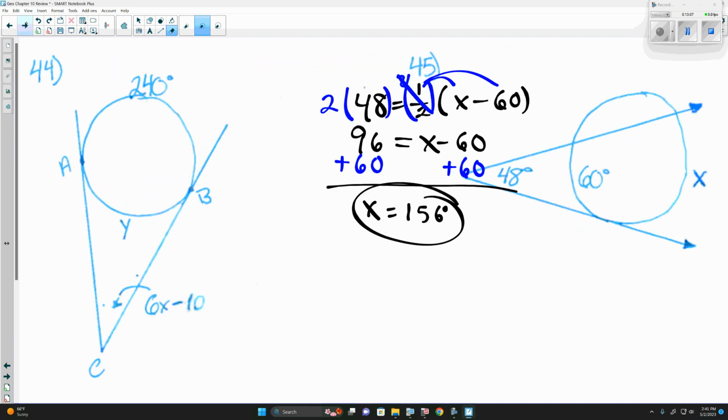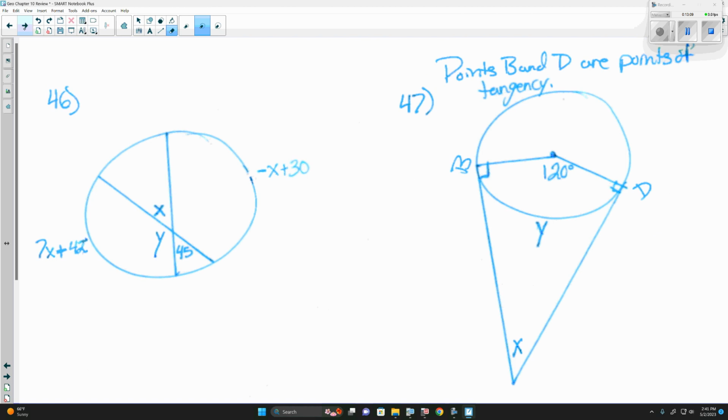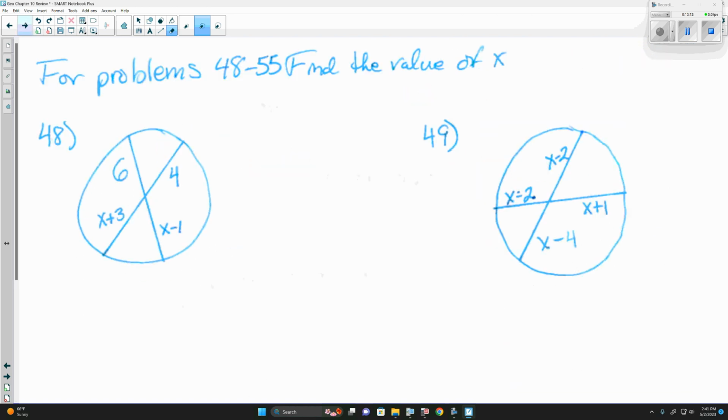Any other questions on these here? Questions on, let's see here, we already did 46 and 47. Questions on 48 or 49? 49. So our product, this length times this length, so x minus 2 times x plus 1 is equal to the product of the other two, so x minus 4 times x minus 2.